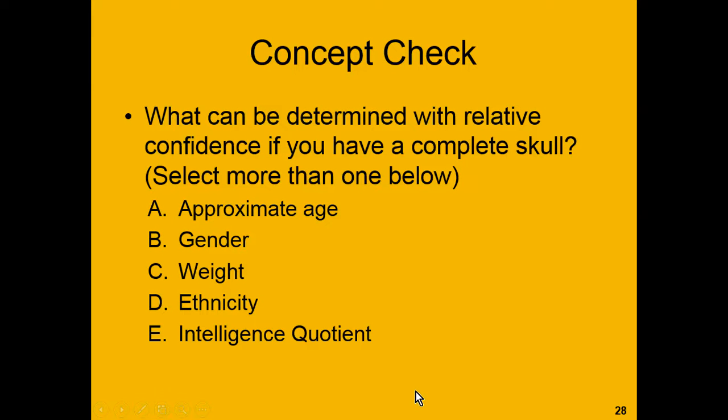So, class concept check. What can be determined with relative confidence if you have a complete skull? Age, gender, weight, ethnicity, or your IQ, intelligence quotient. Go ahead and get me an answer right now. 5, 4, 3, 2, 1. The correct answer is ethnicity. You can have an approximate determination of ethnicity if you have somebody's skull.